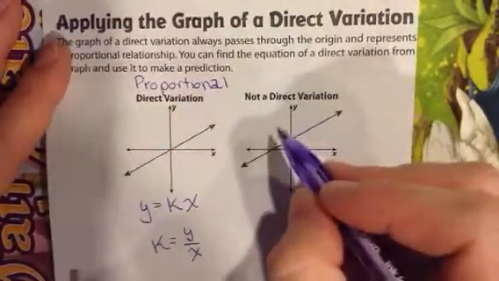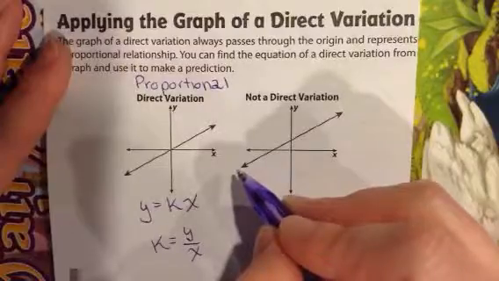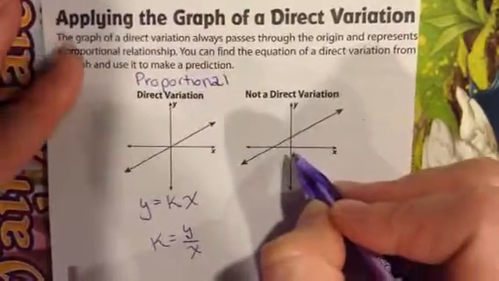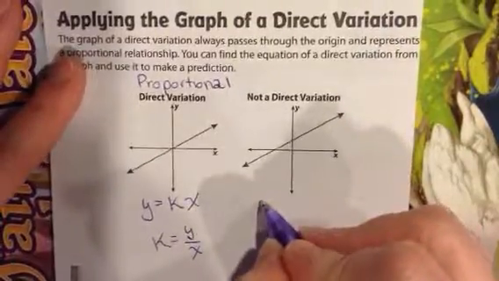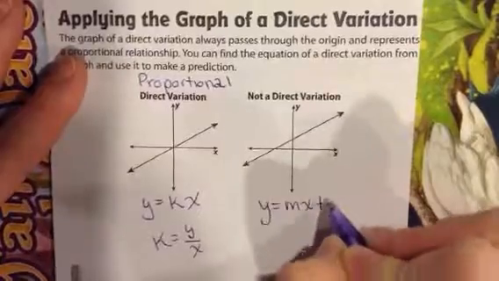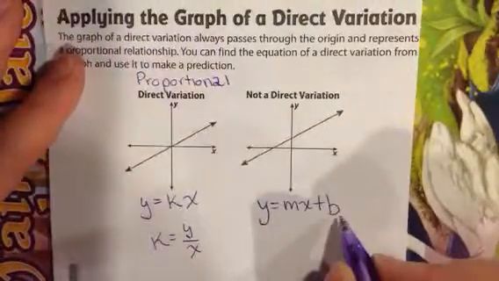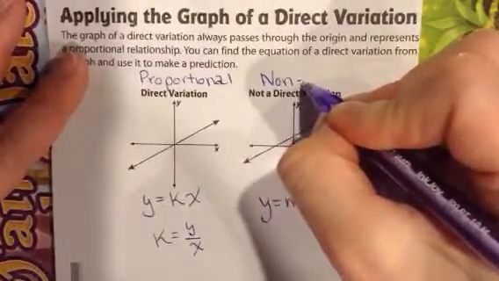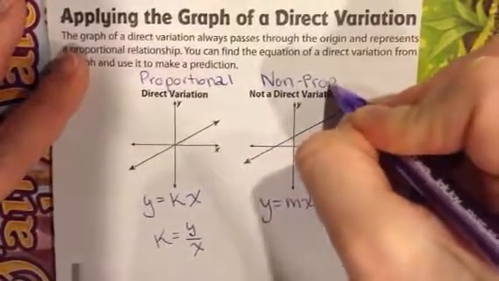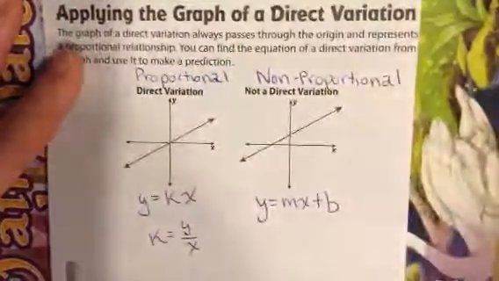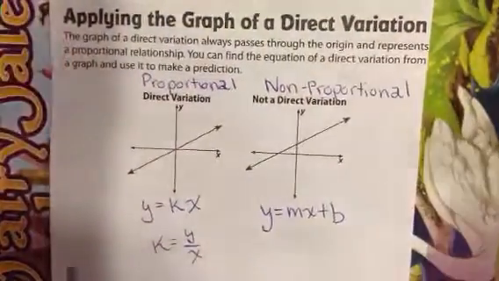The second graph shows a line that is still linear, but it's not going through the origin, so that's what we worked with yesterday. We wrote the equation y equals mx plus b, and we said that this is non-proportional, because you see that it doesn't go through the origin.